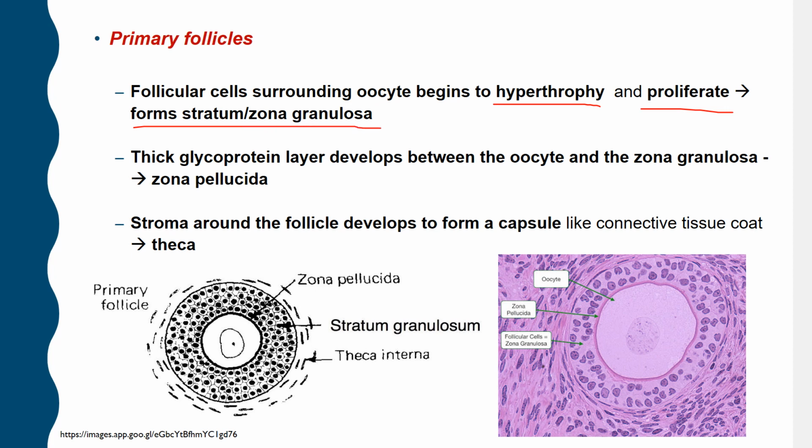Besides that, you will also find a thick layer of glycoprotein being formed between the oocyte and the zona granulosa. This is known as the zona pellucida, which is a thick layer of glycoprotein. You also find the stroma. Stroma is the connective tissue that makes up the structure of the ovaries. The stroma around the follicle will start forming a capsule-like connective tissue coat, which is known as the theca.